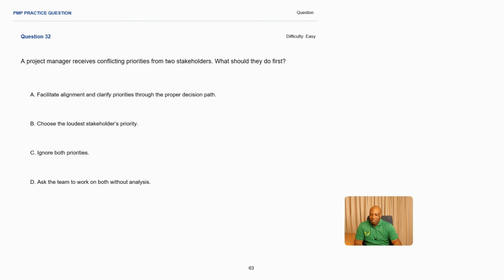Right. Practice question number 32. A project manager receives conflicting priorities from two stakeholders. What should they do first? So the word first is there. Once you see the word first, it means you need to get more information before you actually act, which means review, evaluate, analyze, and so on and so forth. So what is our problem statement? A project manager is receiving conflicting priorities, okay, from two stakeholders.